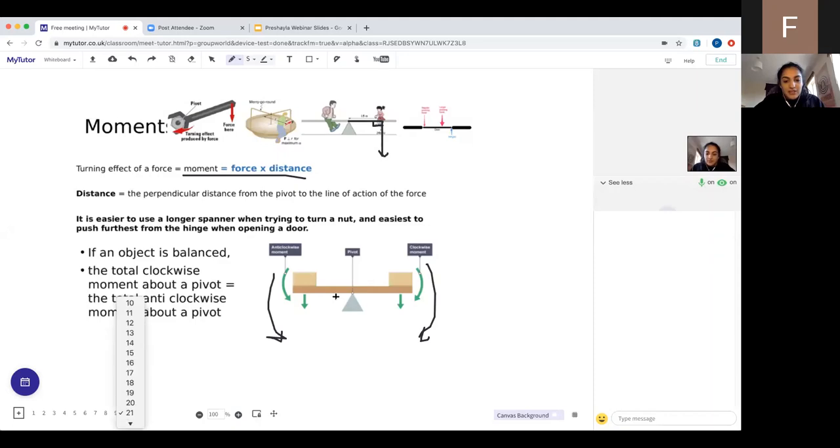Because if you imagine the force here, if you imagine tying a string to it and pulling that string, that's going to cause the seesaw to go clockwise. Same for this, if you were to attach a bit of string to this force and pull it, it's going to cause it to go anticlockwise. Okay, so we think about moments not in terms of left and right, but in terms of clockwise and anticlockwise.